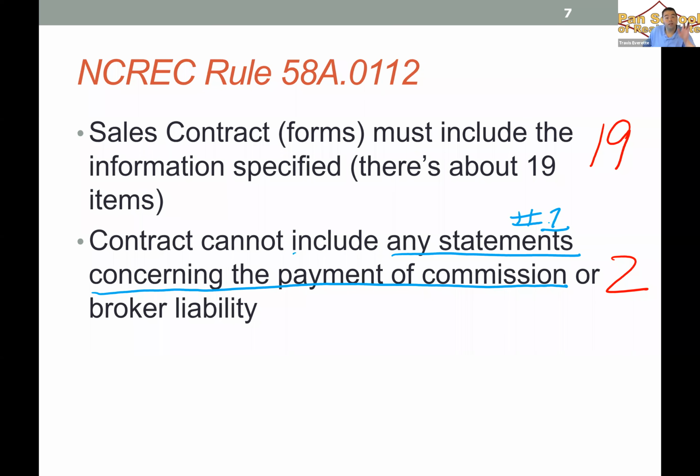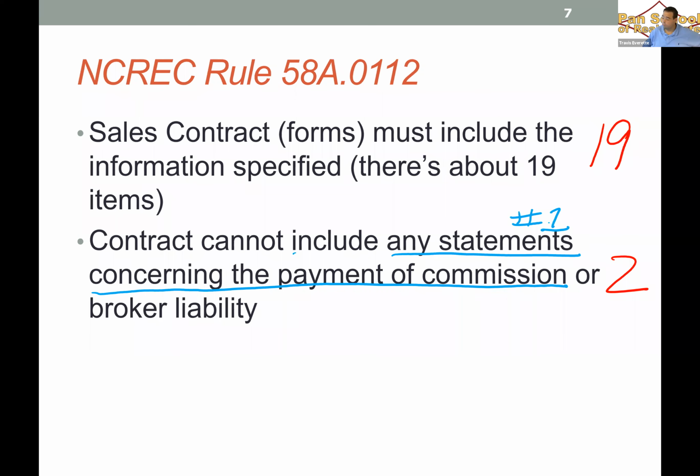So can we put anything in a sales contract that says the seller is going to pay a 5% commission? Can that be in the sales contract? No. We have listing agreements for that. We have buyer agency agreements for that. The sales contract is an agreement between the buyer and the seller. Commission's got nothing to do with that. Does that make sense for everybody?